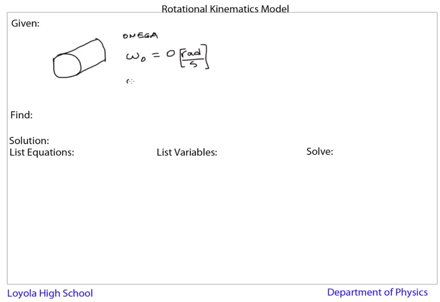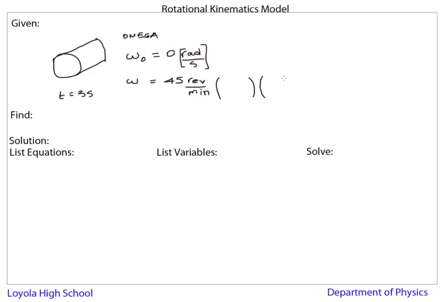And we're going to say that in time of 3 seconds, we're going to accelerate this thing to an angular velocity of 45 revolutions per minute. Notice how the units are a little bit different. I want to show you this example so you can see what type of conversions we might have to do.